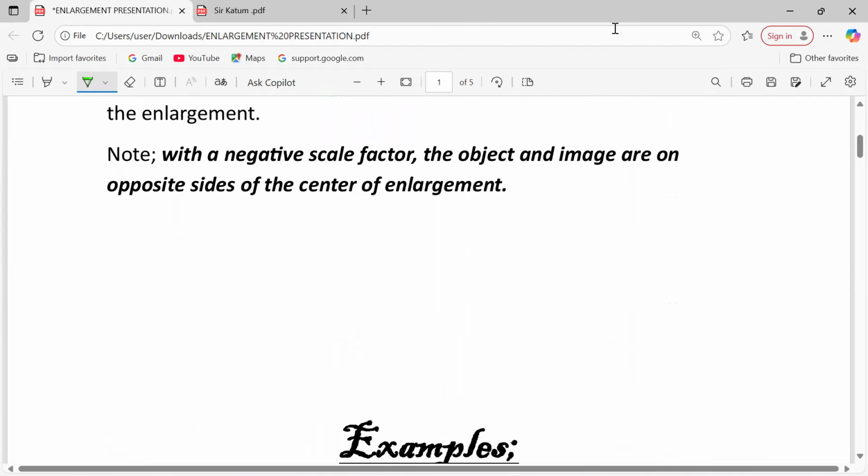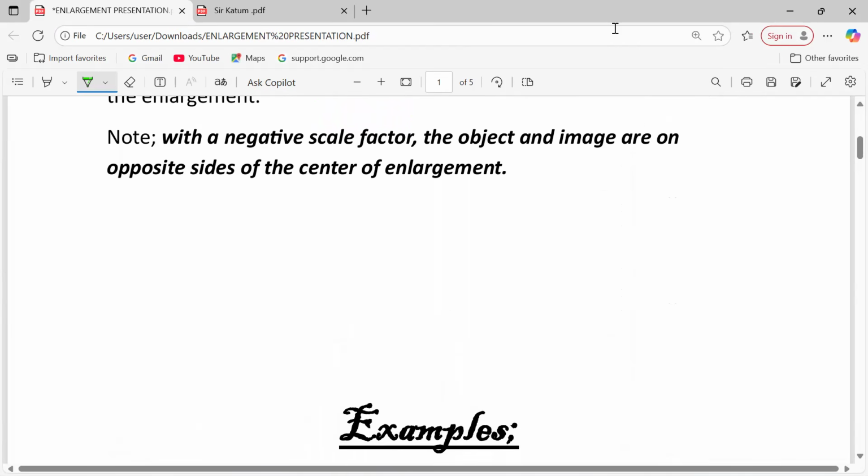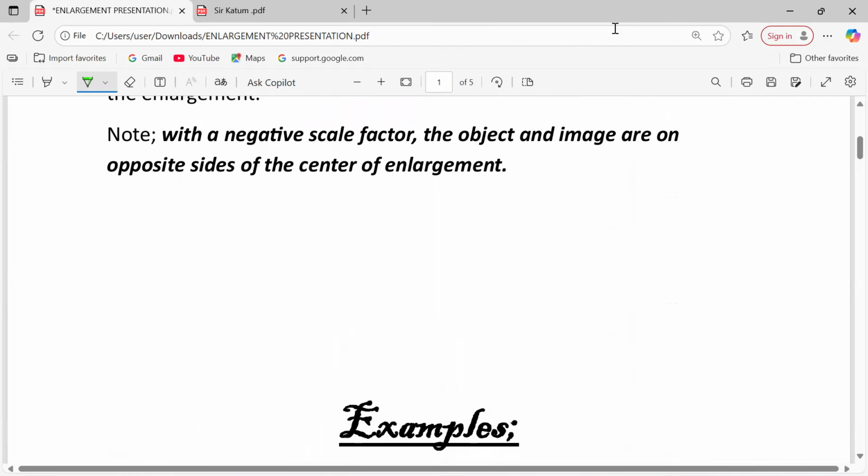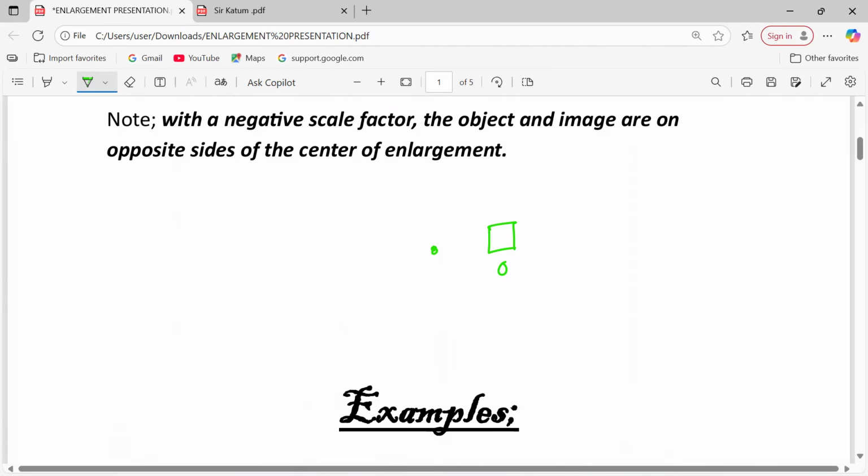Now, on the other side, a scale factor of enlargement can be negative. And in such a case, we say that the object and the image are on opposite sides of the center of enlargement. So with a center here and an object, if we enlarge using a negative scale factor, we expect the image to be on the opposite side. Therefore, we can basically say this is one of the main distinctions between a negative scale factor of enlargement and a positive scale factor of enlargement.